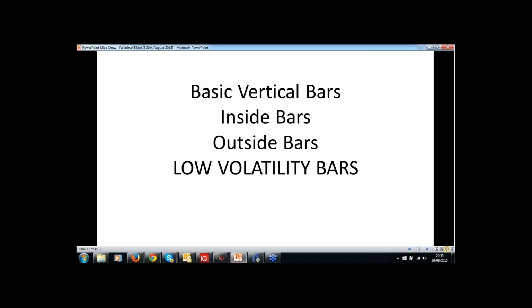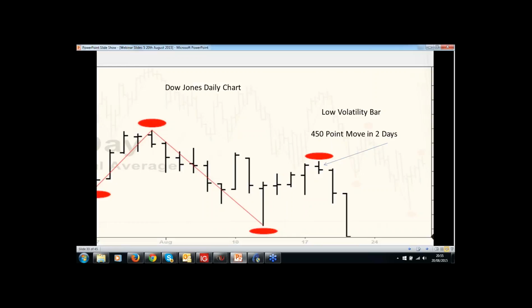So let's look at a low volatility bar and the power of it. And this is without any indicator, just looking at a daily chart. This is the Dow Jones chart, and a snap of this slide was taken just this evening. You can see, not yesterday, but 2 days ago, this bar here was a low volatility bar. What is a low volatility bar? It is a low range bar. In other words, the high and the low of that bar was shorter than this range, shorter than that range, and that range. We can all see that.